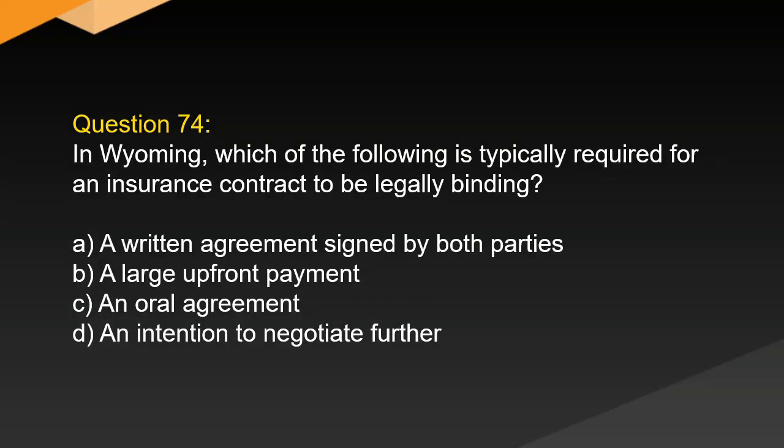Question 74. In Wyoming, which of the following is typically required for an insurance contract to be legally binding? A. A written agreement signed by both parties. B. A large upfront payment. C. An oral agreement. D. An intention to negotiate further.